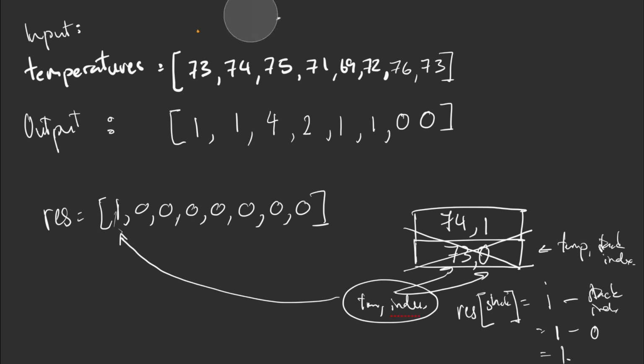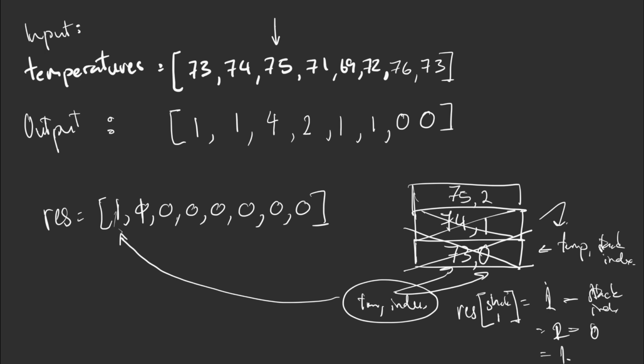So now we move to 75. 75 is larger than 74, so we repeat the same step. So result at stack index 1, and here it's going to be 2 minus 1, which will be equal to 1. So that's going to be changed here to 1. Okay, and then we pop this one out, and then we push 75 into the stack. That's going to be 2.